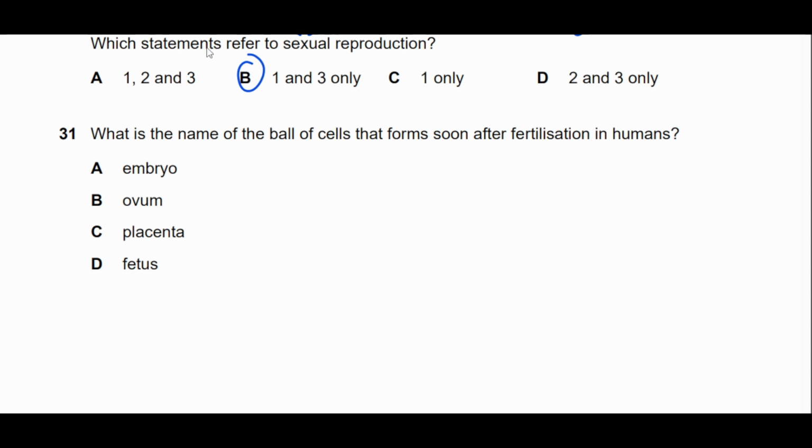What's the name of the ball of cells that's formed soon after fertilization in humans? Okay, the answer is an embryo. Embryo is the name of the ball of cells. Okay.